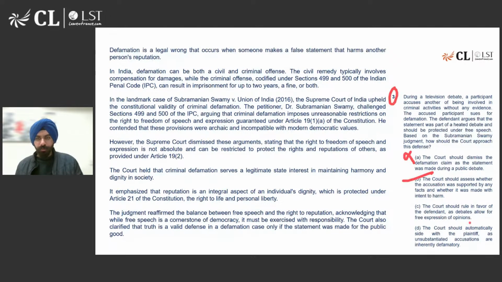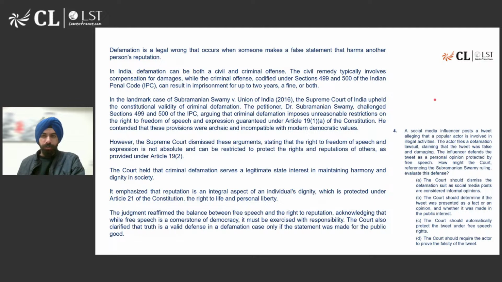Court should rule in favor of defendant as debates allow free expression. No, there are restrictions. Should automatically side with plaintiff as unsubstantiated accusations are inherently defamatory. No, they are not. So B is the correct answer. Well done. Let's do question number 4.